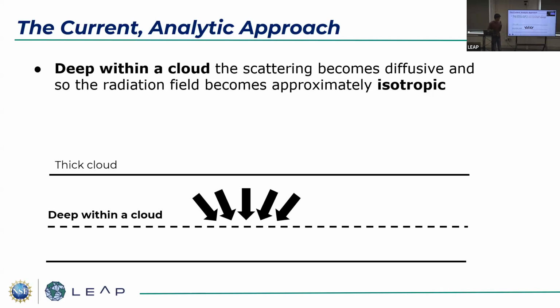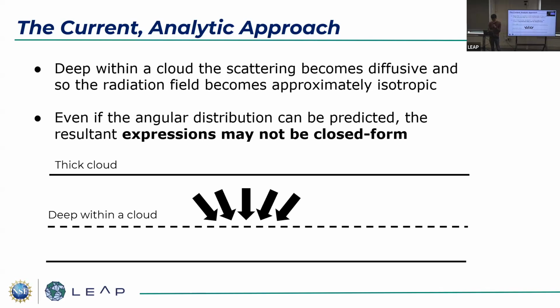Of course, the truth is that within a cloud, in between the two extremes, you will probably get some other angular distribution. And the problem also is that even if you can predict perfectly, accurately, the angular distribution throughout the cloud, the resultant expressions may not even be closed form. So it's not just that it's difficult to predict the angular distribution of the radiation field within the cloud. It's also that most angular distributions, you can't even resolve in some analytic closed form way anyway.